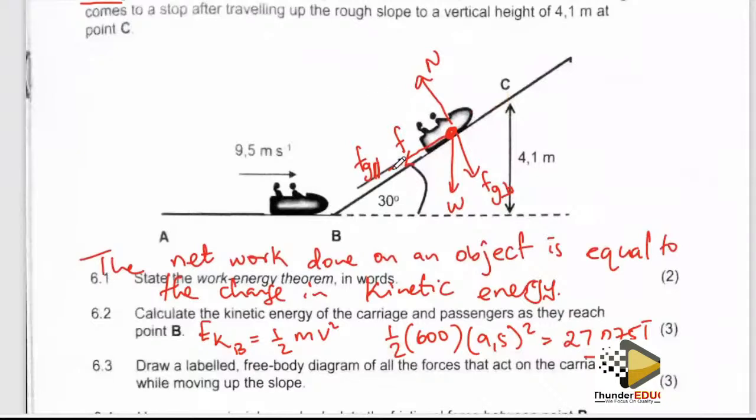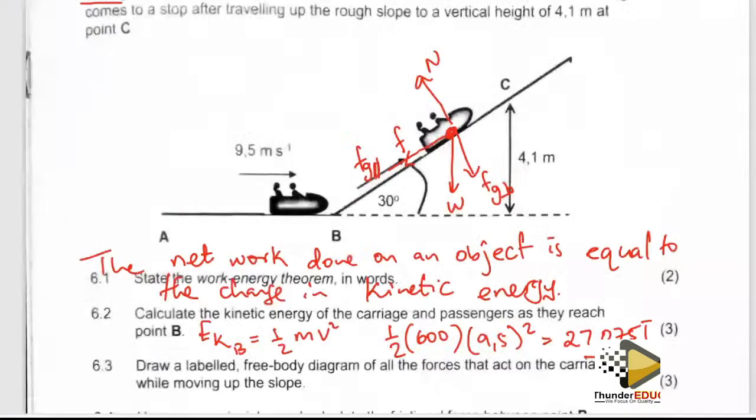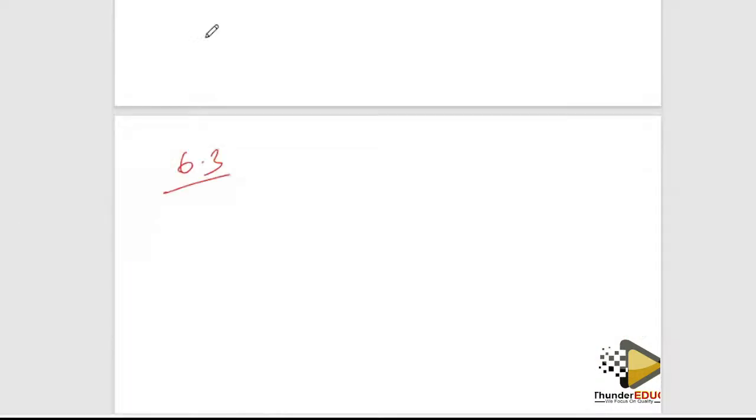I think I'll have this. Let me just draw it out nicely. This is 6.3. Okay, so say this is going to be normal force. People call it N. I might call it Fn. This is Fg perpendicular. It's going to be Fg parallel. Okay.